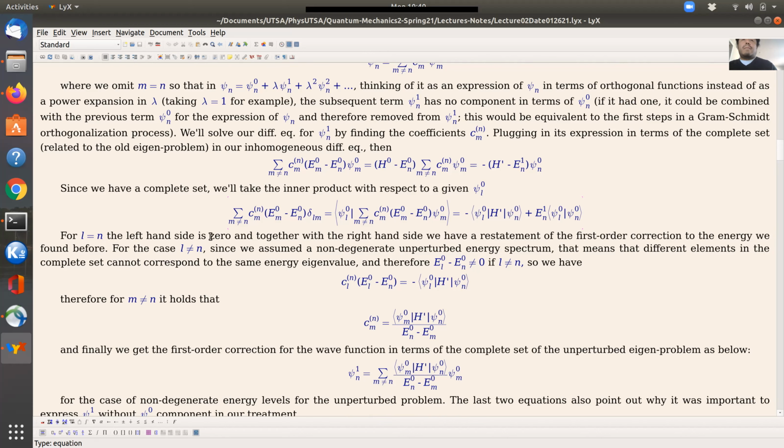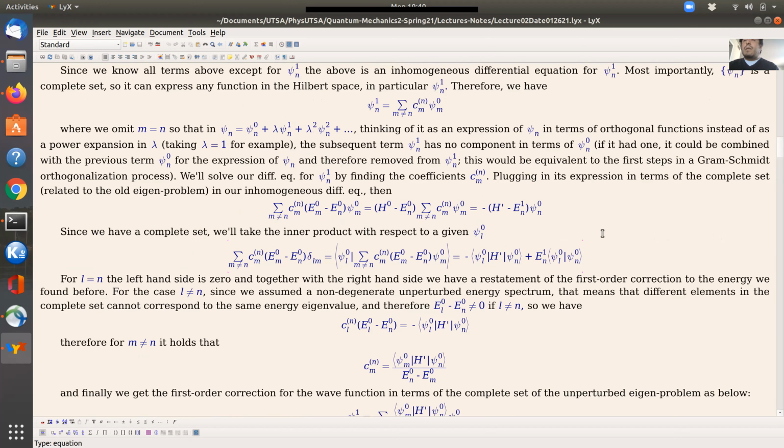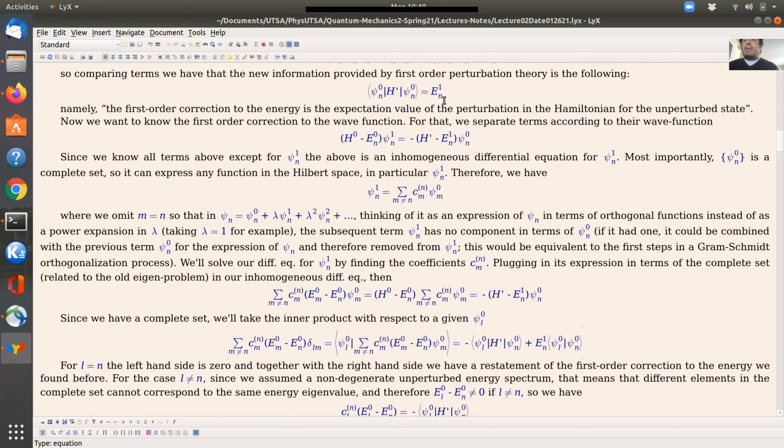That would mean that, because M is different to N and L is equal to N, all these terms would be zero because of the Kronecker delta. In that case, you get something that you already knew, because this goes back to this equation: in the case L equal to N, this would be equal to 1, and you go back to this. So it's just a restatement of the first order correction to the energies.